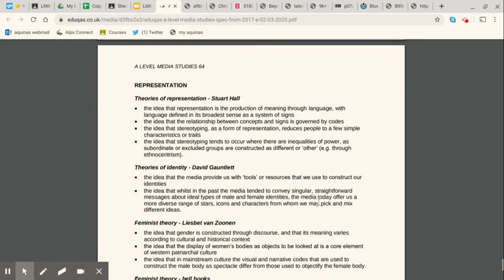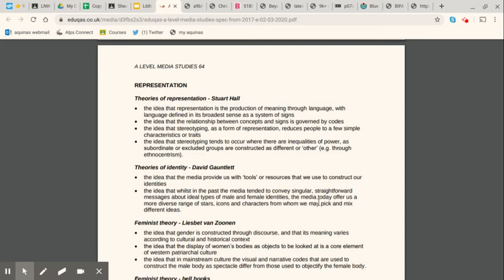Stuart Hall says that representation is the production of meaning through language, with language being defined in its broadest sense as a system of signs. So that is basic semiotics. So we're talking enigma codes, action codes, the shape of clothing. So boys might decide to wear baggier clothes or tighter jeans, depending on what social groups they consider themselves to be a part of.